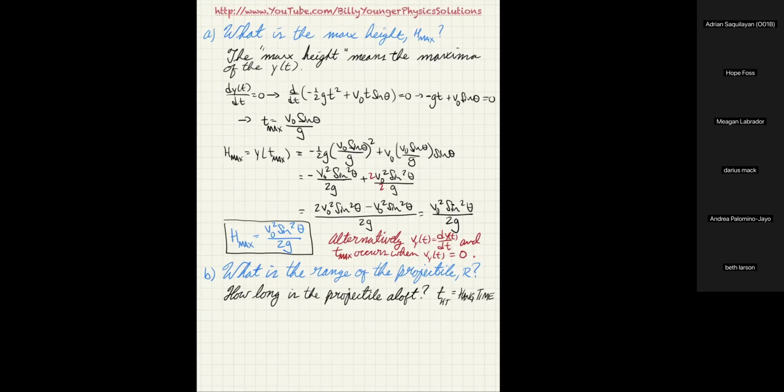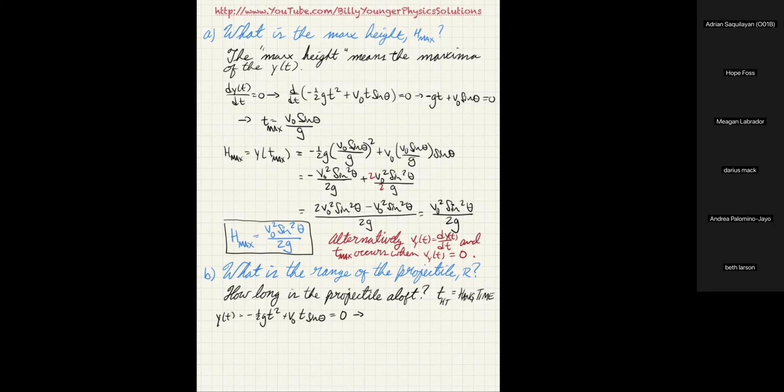Well, the projectile is aloft when y of t is equal to zero. There's one time where y of t is equal to zero, specifically at t equals zero. That's not the one, but there's another time later where t is not equal to zero, and that is the one. So I'm going to take y of t, which we know is negative 1/2 g t squared plus v0 t times the sine of theta, and set that equal to zero.